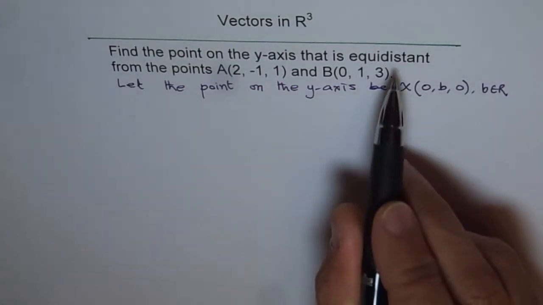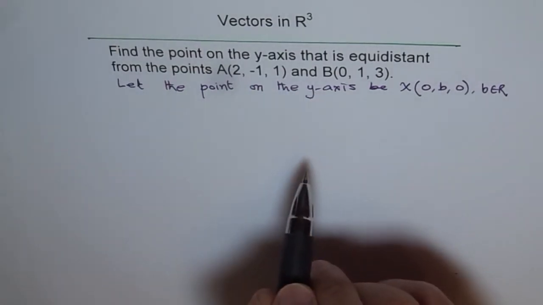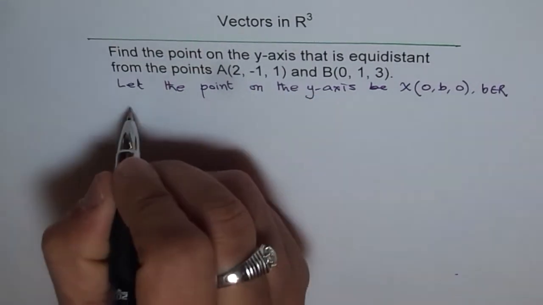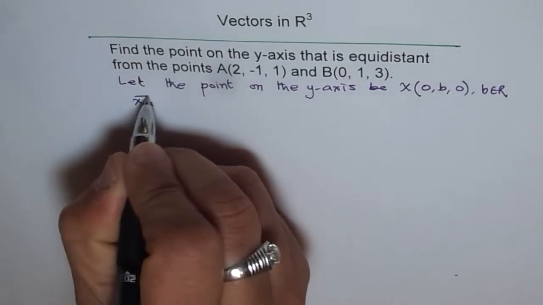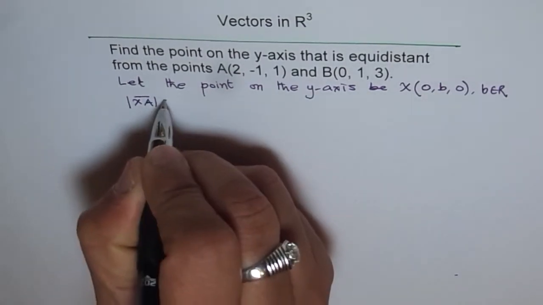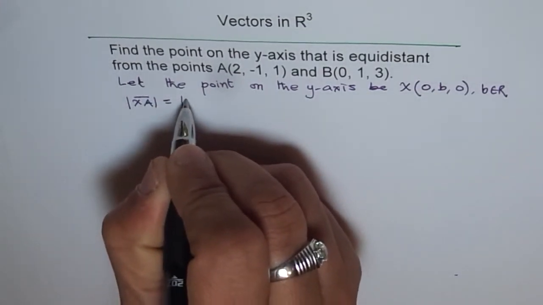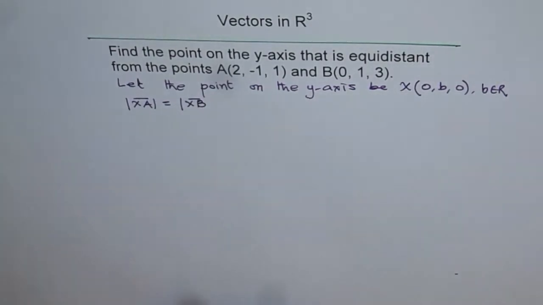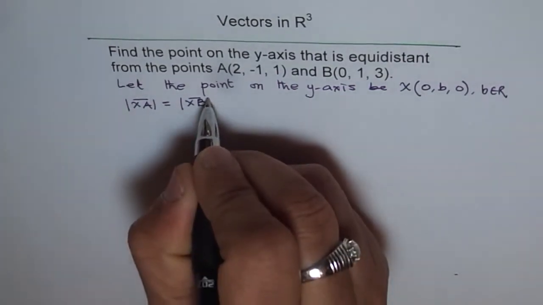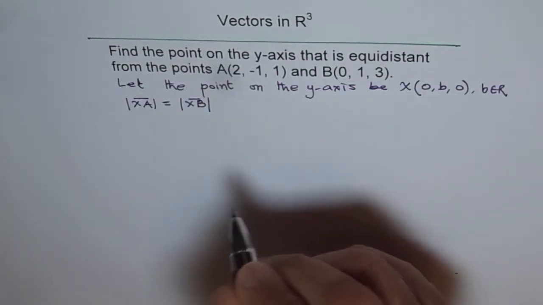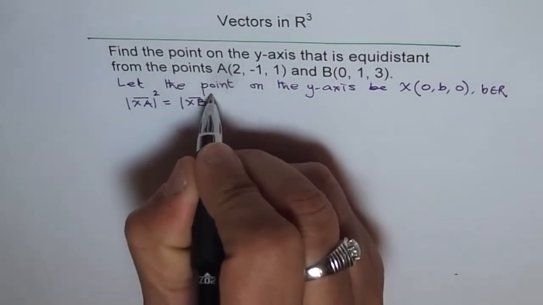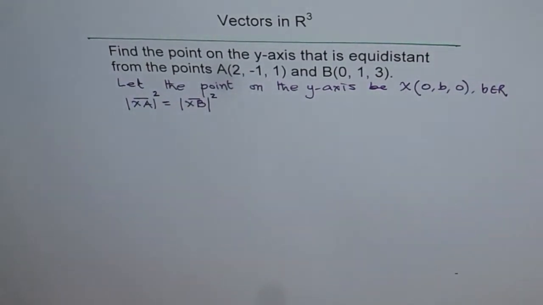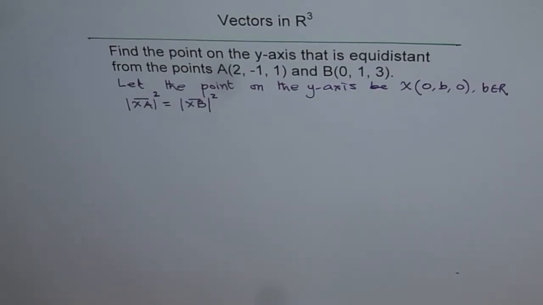Now when we say equidistant from two different points, that means that the distance from X to A should be equal to the distance from X to B, right? That is what we mean, correct? Since these distances are absolute values, we can say the squares of these distances will also be equal, correct? I'm writing squares because I don't want to do square roots. So I'll just start with the squares itself.